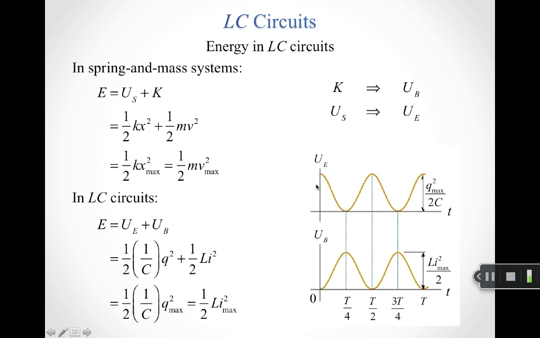And so if you think graphically about what's going on here, we're starting with our plates fully charged. That means all the energy is stored within the electric field, none of it within the magnetic field. But as we go 1/4 of the way through the period, all the charge is now off my plates. There's no charge left on the capacitor, so I have no electric field. Instead, all the energy is now stored in the magnetic field because my current is at its maximum value.